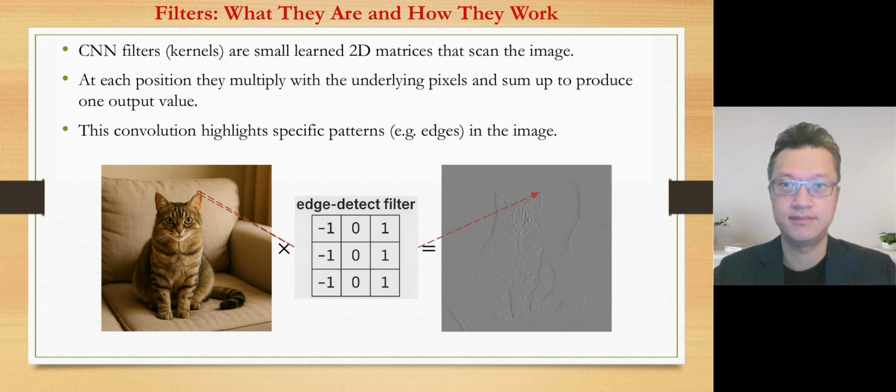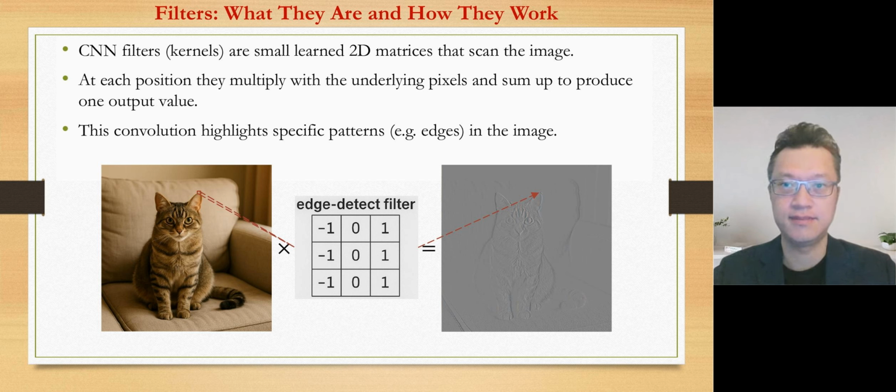For instance, a vertical edge filter has positive values in the middle column and negative on the sides. When this filter overlaps a sharp vertical line in the image, like the cat's ear, the multiply and sum output will be large. In other words, the filter lights up or activates on that pattern.